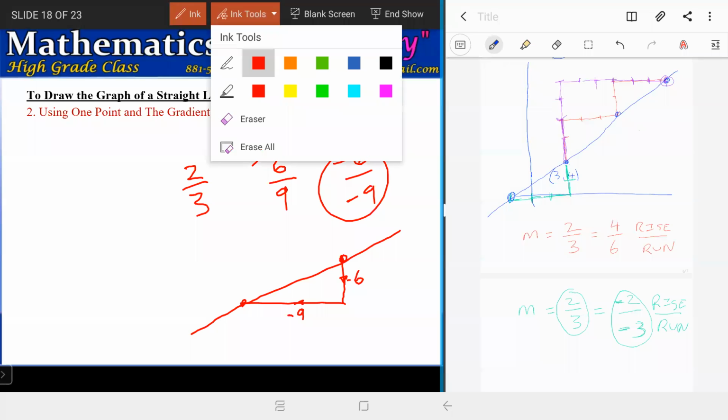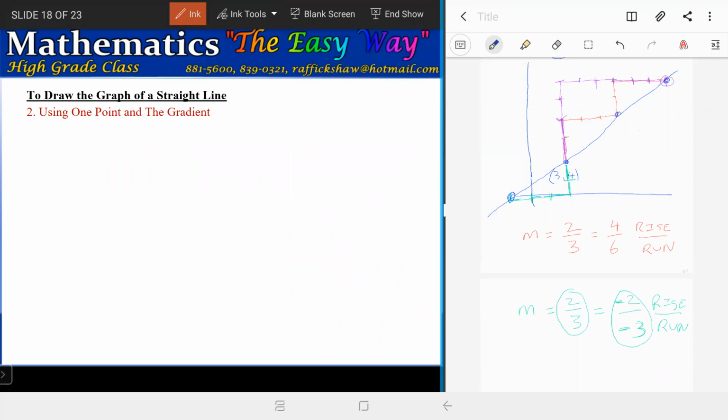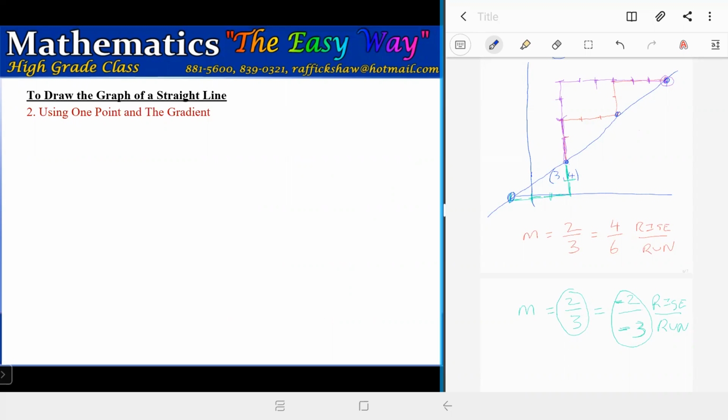And that's what this slide is about. All right, so let's look at it. So this slide didn't work already, so we're supposed to go through this fast. Use the gradient to rise and run from a known point. So you have to rise and run from a point where you know already. And a known point, if you have the equation, is always the y-axis intercept.